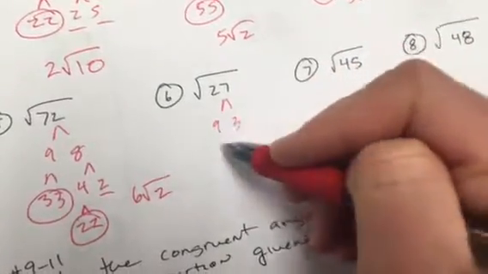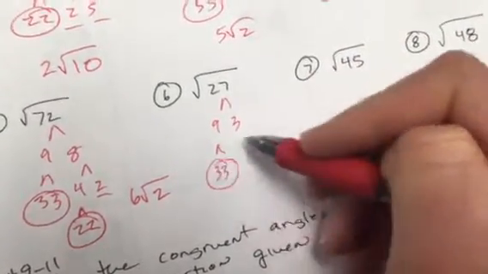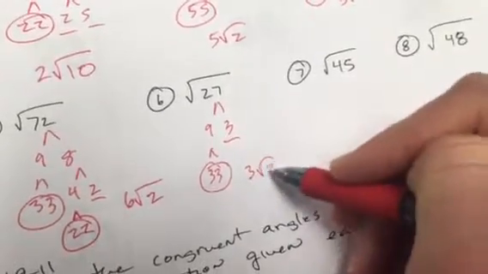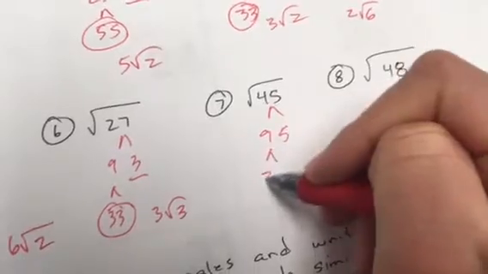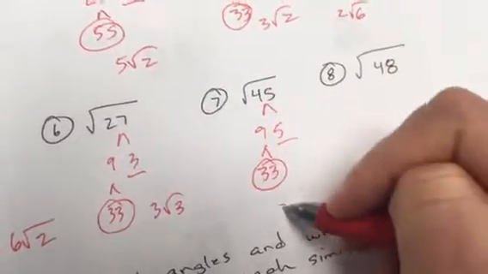27 is 9 and 3. It's really 3, 3. So if that pair gets to go, that poor guy has to stay: 3 root 3. 45 here. 45 is 9 times 5, and 9 is 3 and 3. You have 3 root 5.